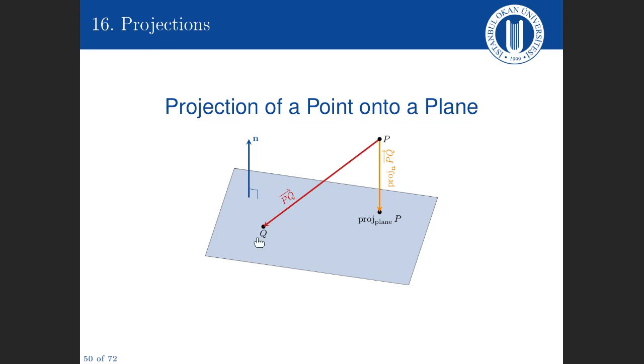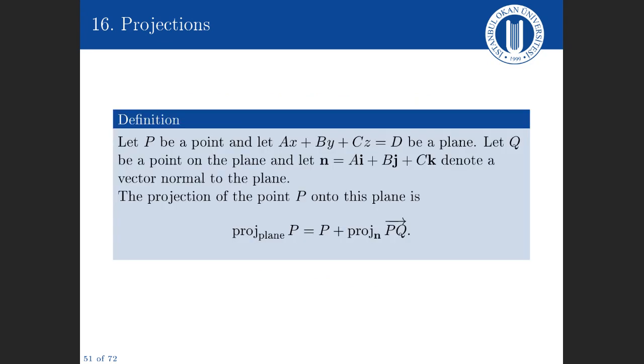If we know a point Q on the plane, then we can write down the vector from P to Q, and then we can calculate this orange vector, which is the projection of PQ onto N. If we know the point P and we know the orange vector, we can add these together to get the projection of P onto the plane. The formula is: the projection of P onto the plane is P plus this orange vector, the projection of PQ onto N.